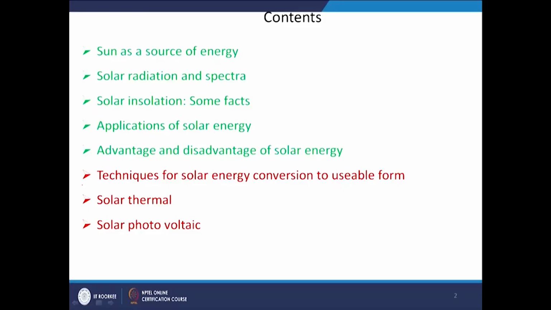Hi friends, now we will discuss the topic renewable energy, that is solar energy production part 2. The content of this discussion is the techniques for solar energy conversion to usable form, that is solar thermal and solar photovoltaic.